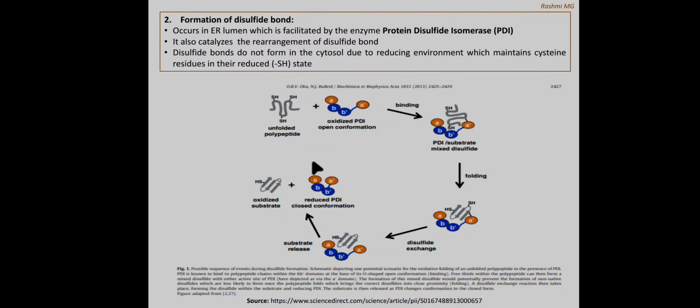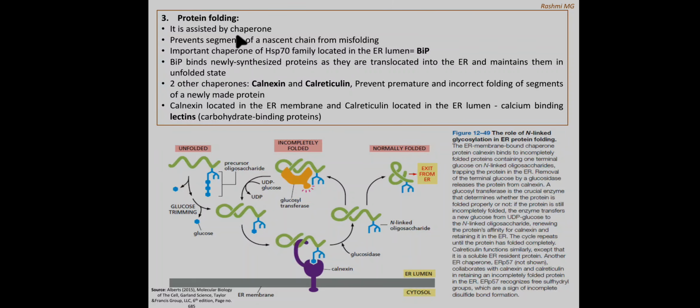Next, formation of disulfide bonds. Disulfide bond formation happens with the help of protein disulfide isomerase, which occurs in the ER lumen, and is also one type of modification of protein in the ER. Protein folding is the third most important modification of protein, which is assisted by chaperones. They prevent segments of a nascent chain from misfolding. Misfolding can cause malfunctioning of proteins. Therefore, in order to prevent this, proper protein folding happens.